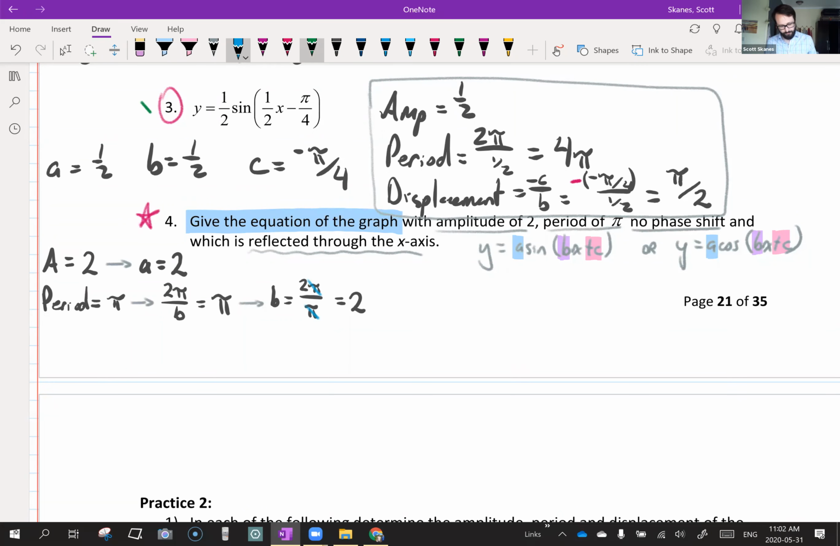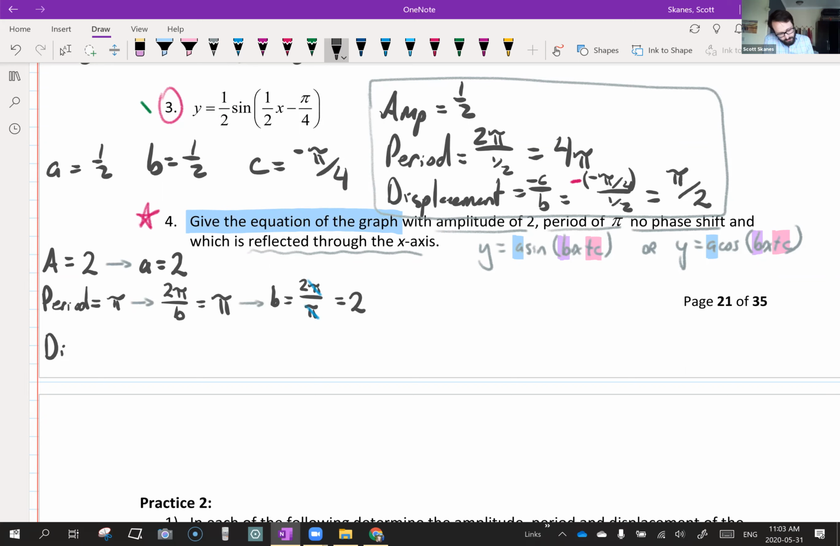There we go. All right, so we've got A and we've got B. If you don't know how to rearrange this, be careful, just do some cross multiplication. Make sure you know how to do it. You're multiplying both sides by B and then dividing both sides by the pi.